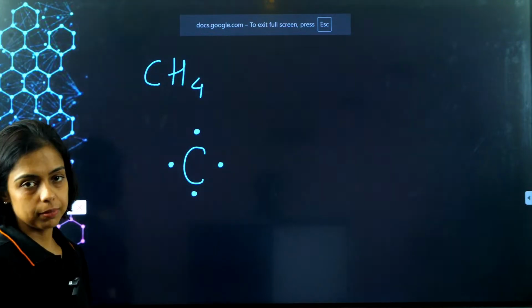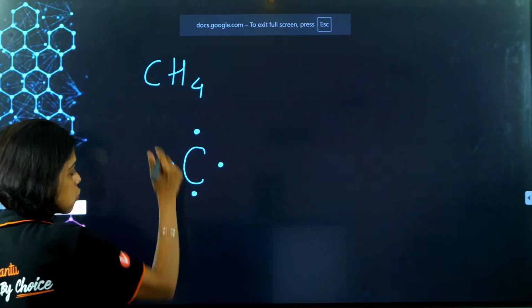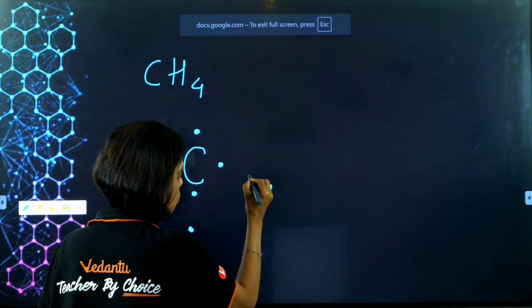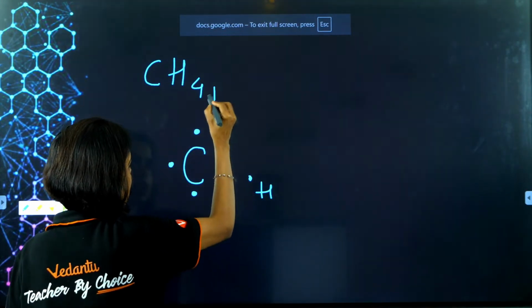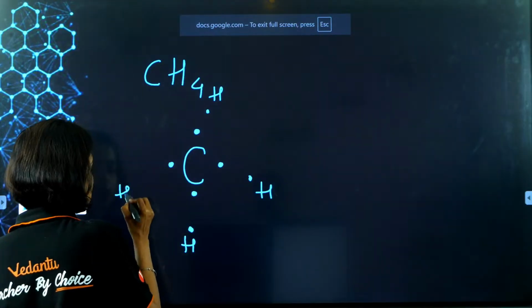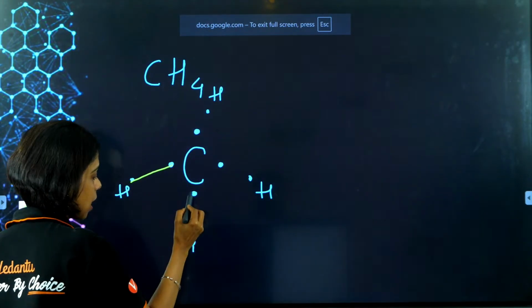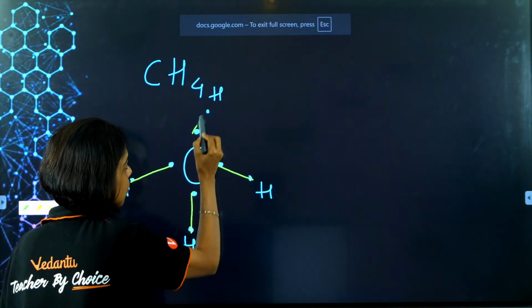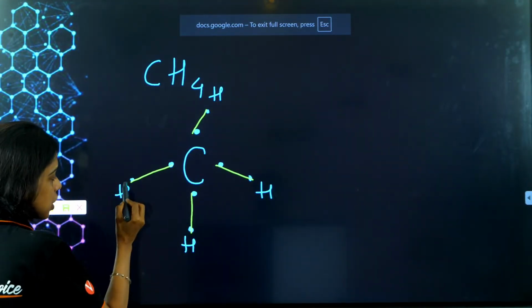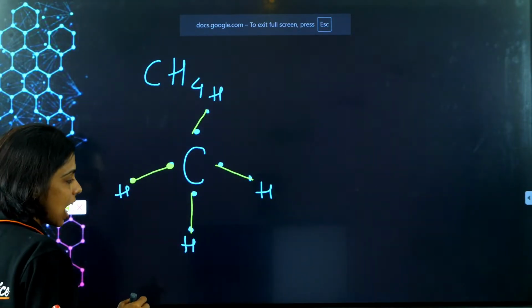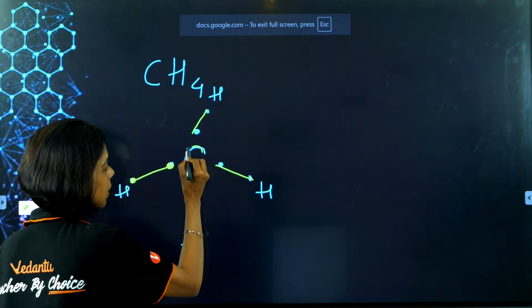So this is carbon. Now in CH4, carbon is making bonds with hydrogen. Each hydrogen has 1 electron, and hydrogen wants to complete its duplet. So what will they do? Hydrogen and carbon will make a bond. One bond means 2 electrons. So they will share: 1 electron of hydrogen, 1 of carbon, they share.